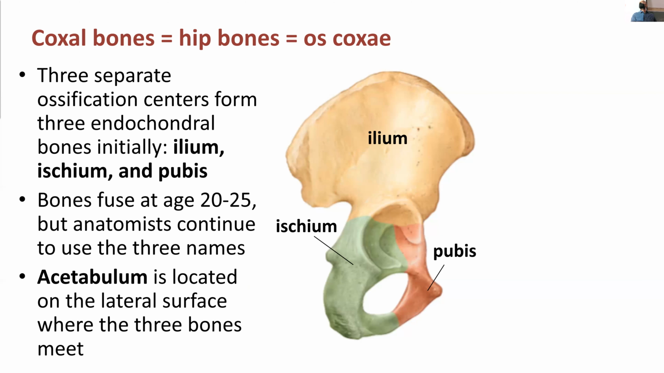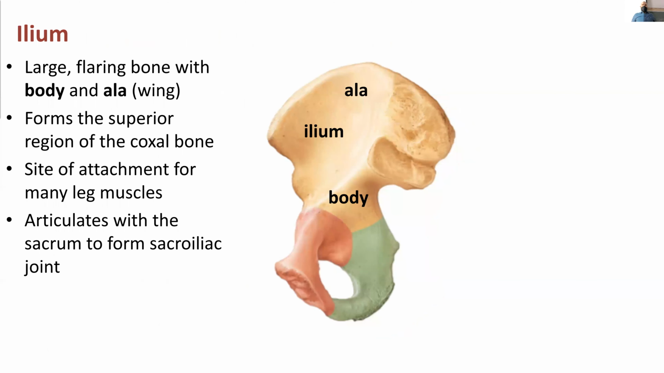All right, let's talk about the ilium first. This is basically the most superior part of the coxal bone. We have three parts of the ilium. We have the ala, which is the word for wing. We then have the body, which is this kind of thicker part inferiorly. And then I guess the whole thing is called ilium.